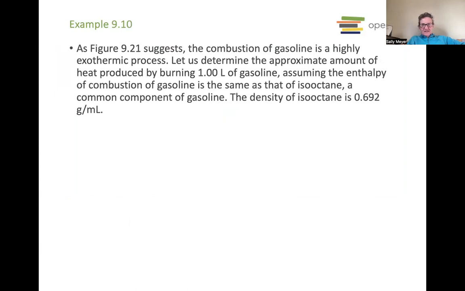So as that figure suggests, gasoline is highly exothermic when it burns. So we determine the approximate amount of heat released by burning 1 liter of gasoline, assuming the enthalpy of combustion of gasoline is the same as that of isooctane, a common component of gasoline, and it gives us the density of isooctane. So when you talk about gasoline, it's not a standard composition. Different gas stations would have different mixtures of hydrocarbons. On average, they're about 8 carbons long, which makes them an octane, and isooctane's kind of the average. So we'll use that, even though that's not the only thing in gasoline.